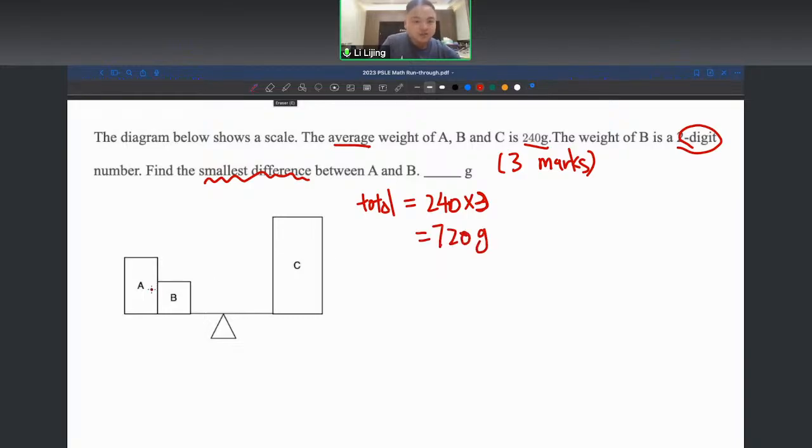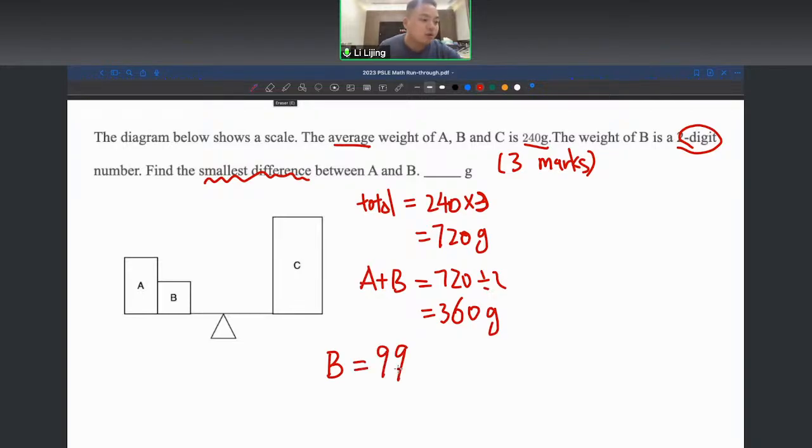Okay, so since you see on the weighing scale, AB is same as C, right? So I can know that A plus B is 720 divided by 2, which is 360 grams. Okay, and for this one, I want to make a guess for the mass of B. Since I want a 2-digit and I want the difference to be smallest, B must be equal to 99 to be as big as possible. Okay, so B must be 99 grams.